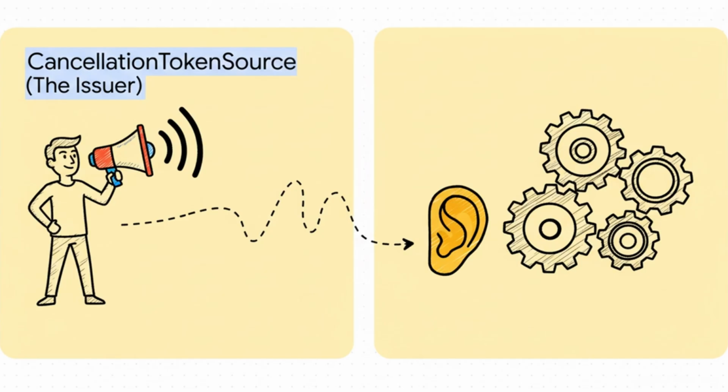Then you have the cancellation token itself. This is the listener, the worker. It's just a lightweight token you pass around to your methods. It can't start a cancellation. All it does is listen for the signal from its boss, the source.